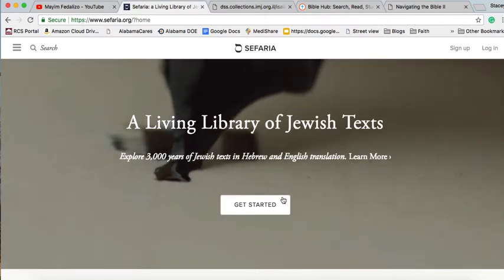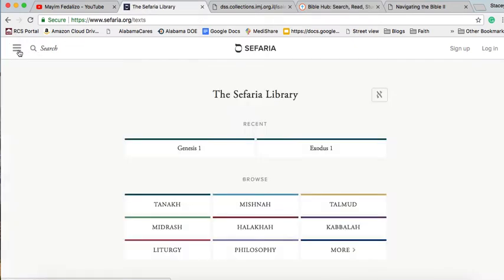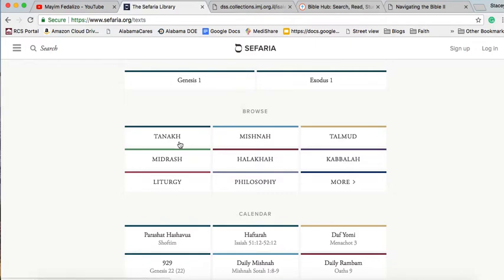All right. So what you do is click on Get Started, and you can come over here to the menu bar, and you see this is the Sefaria library. So you can click on Tanakh. Yours won't have this because you haven't been here before. You won't have a recent section here. You'll just have the Browse section. So what I do is I would click on Tanakh. But if you notice, before you do that, they have everything: Mishnah, Talmud, Midrash, Halacha, Kabbalah, liturgy, philosophy, and more.